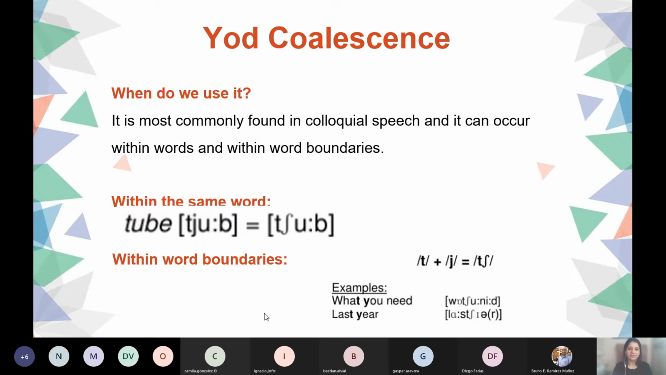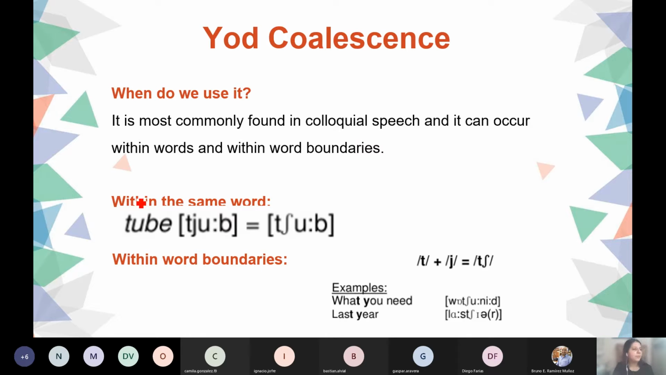Now, as a reminder, there it says when do we use it, and remember that assimilation can happen within a word, within the boundaries of a word. So there says, it is most commonly found in colloquial speech, and it can occur within words and within word boundaries. So, for instance, an example in which assimilation can happen within the same word is the word tube.